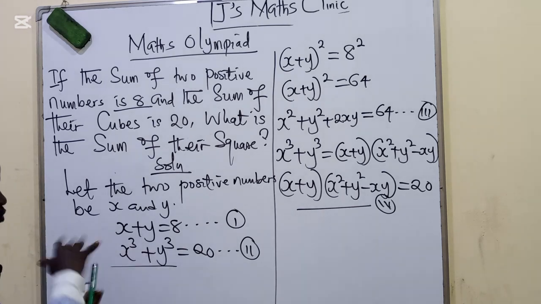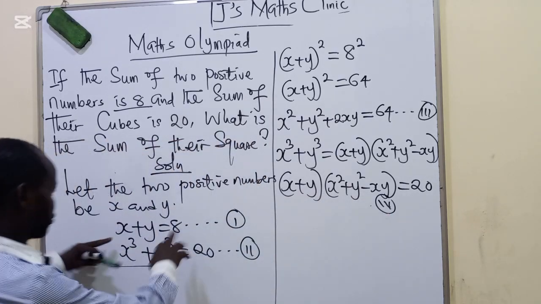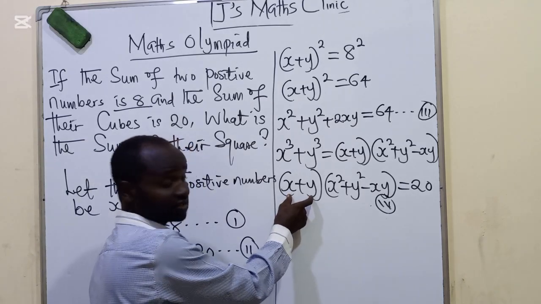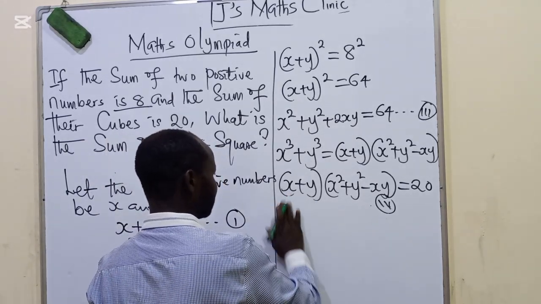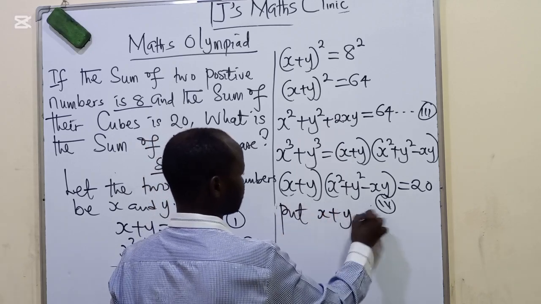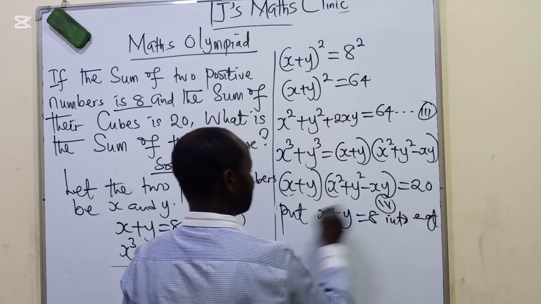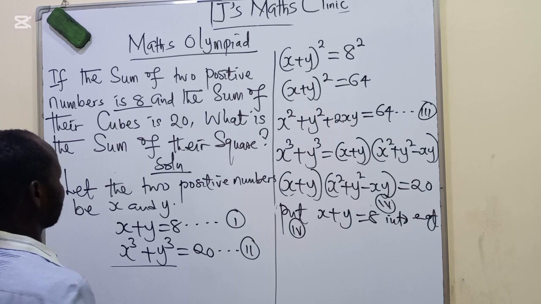Here, let's do some substitution. Let's relate equation 4 to equation 1. We have x plus y, which is 8. In place of this x plus y, we can replace 8, so we put x plus y equal to 8 into equation 4. What are we going to have?